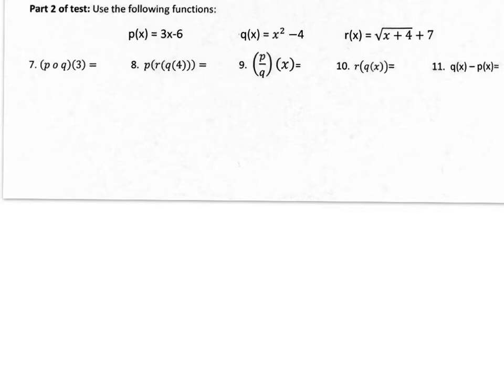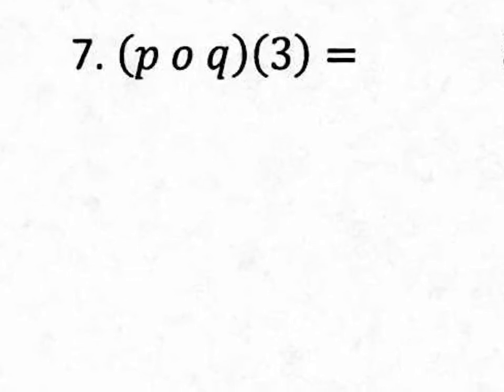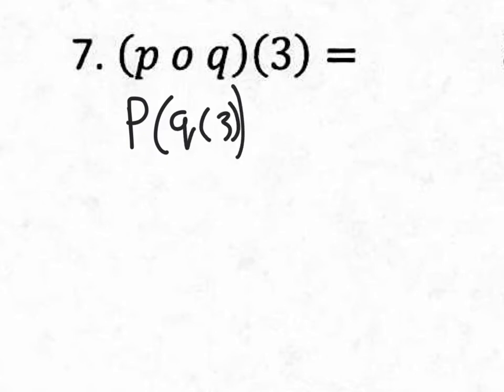For part 2 of the test, we're dealing with composite functions, where you plug in one function into the other. The very first thing to do with number 7 is to understand what that means. It means P of Q of 3. So P on the outside, Q of 3 on the inside. That's what it means. Okay?